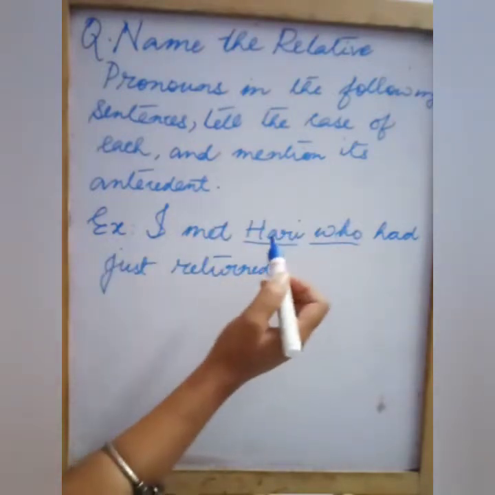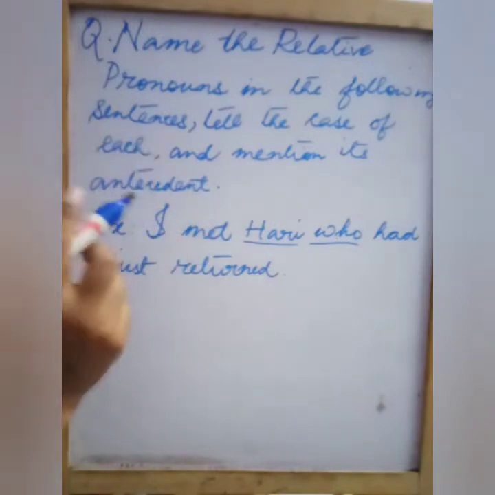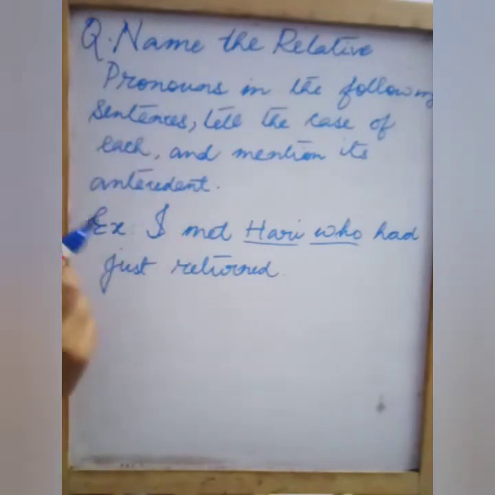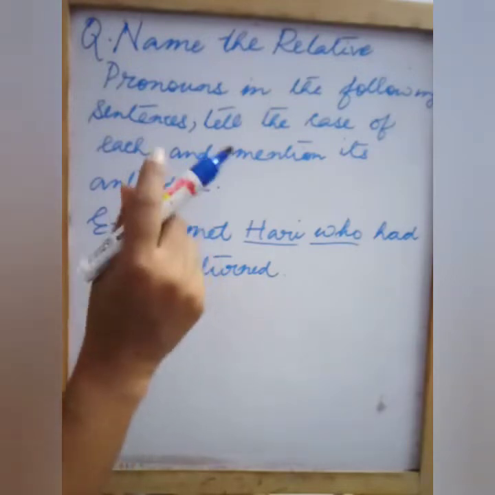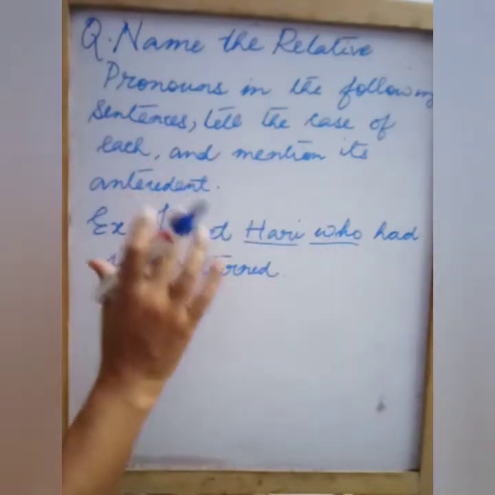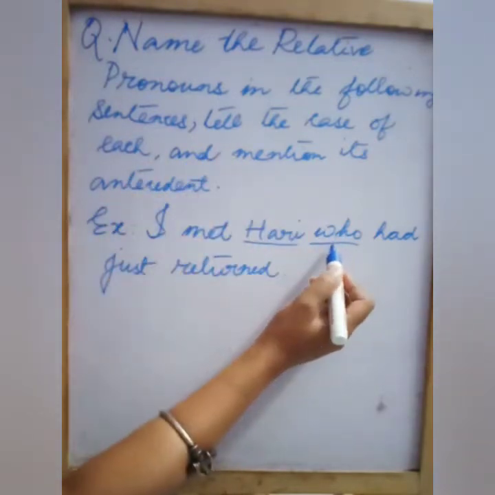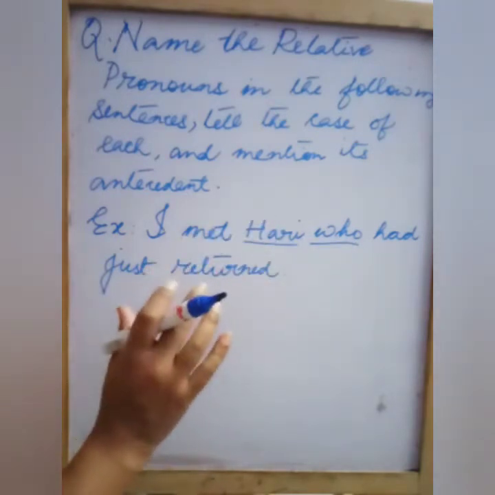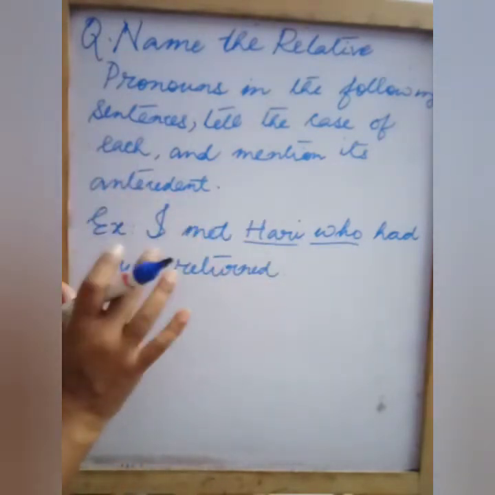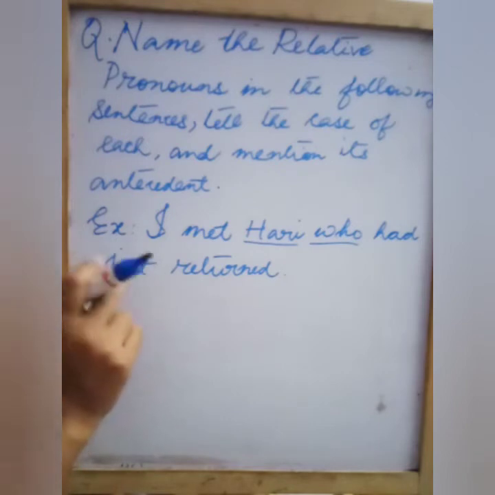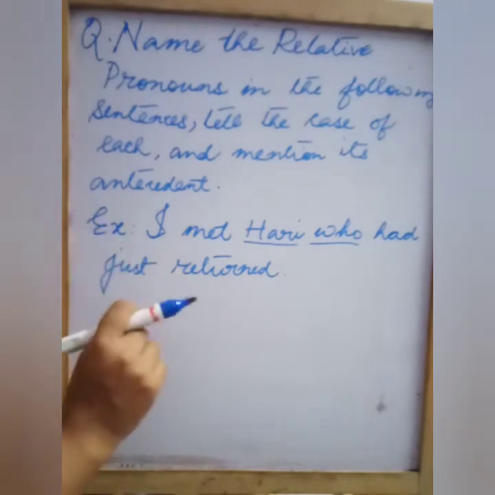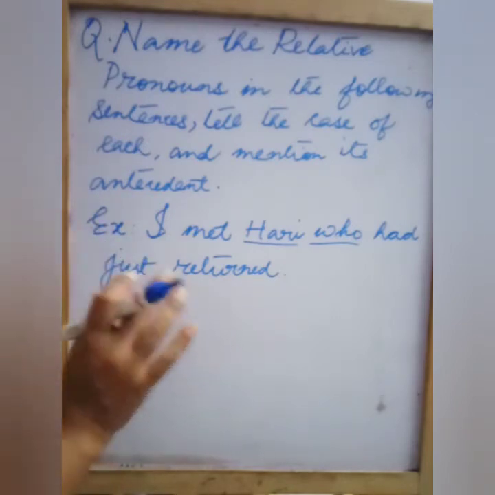Why? Because it is joining. You remember I had given two sentences. I met Hari. Hari had just returned. So this who is joining those two sentences. It is also a pronoun, isn't it? So it is acting in a double role. It has a dual role to play. Hence it is known as a conjunctive pronoun, and more popularly it is known as a relative pronoun.